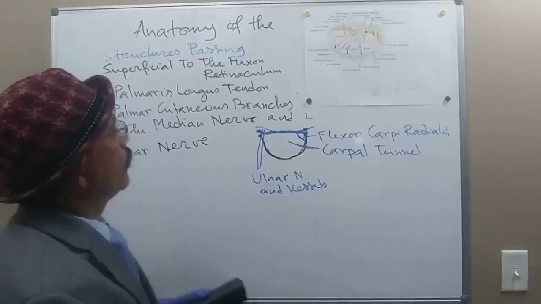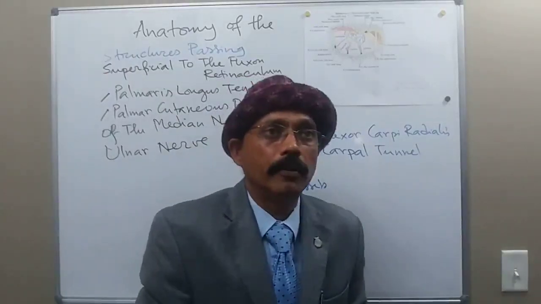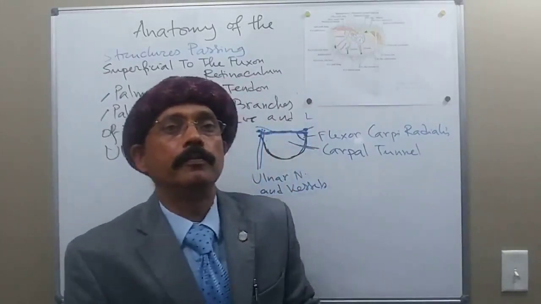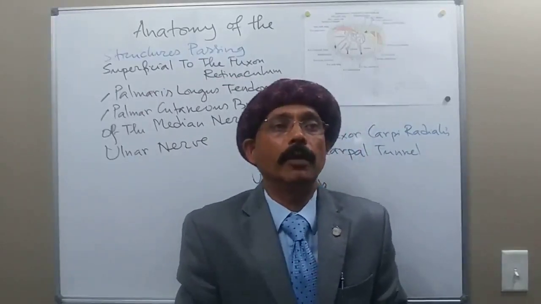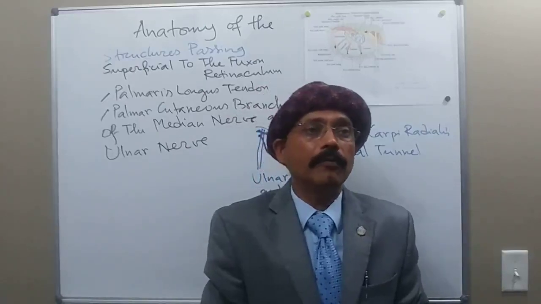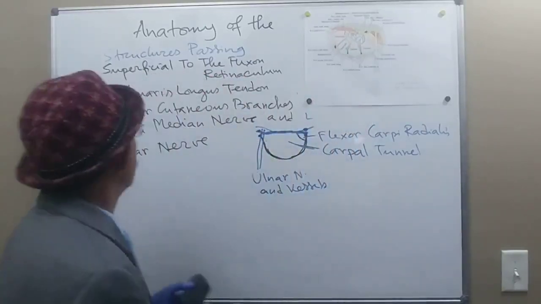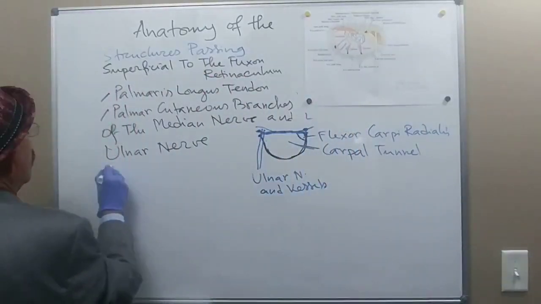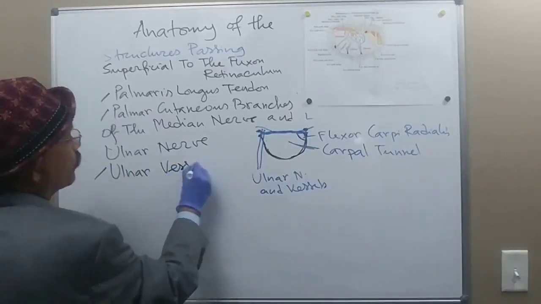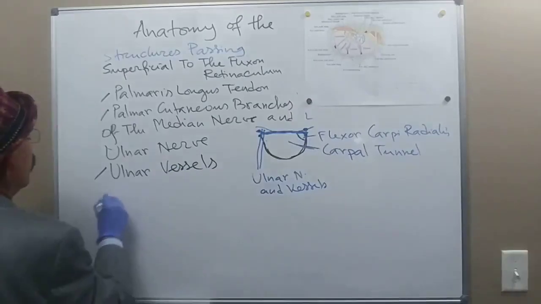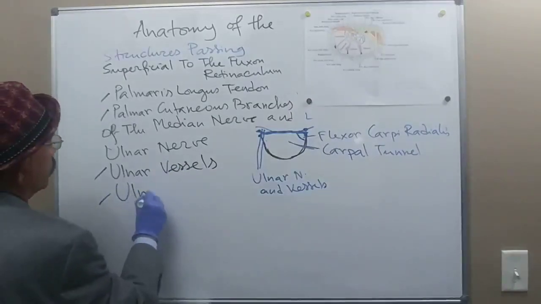Okay, we got the palmaris longus tendon, the palmar cutaneous branch of the median nerve, and the ulnar vessels and ulnar nerve. Ulnar vessels means artery and vein, and ulnar nerve.